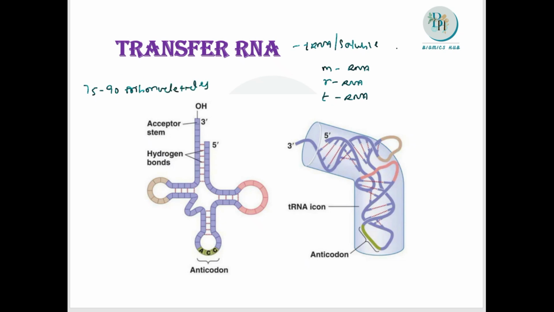It has different types of structures, like primary structure, secondary structure, as well as tertiary structure. What is the main function of this transfer RNA? The word itself tells that it is helping in transfer. Transfer of what? It is the transfer of amino acids for the formation of proteins.